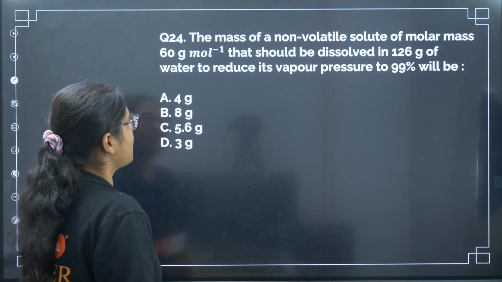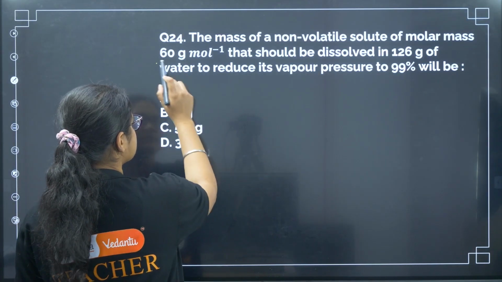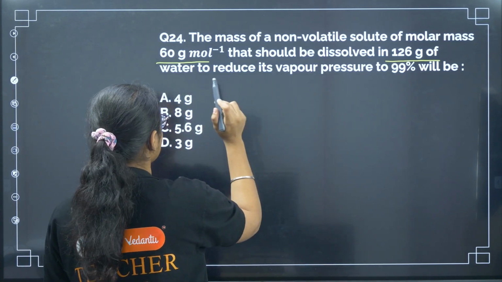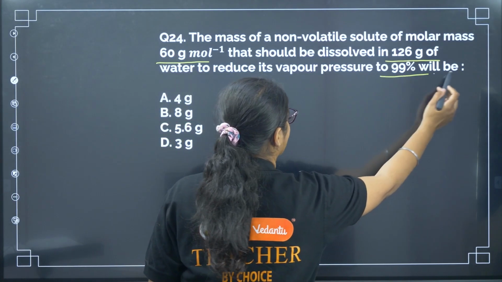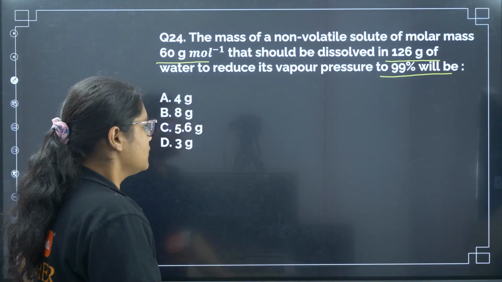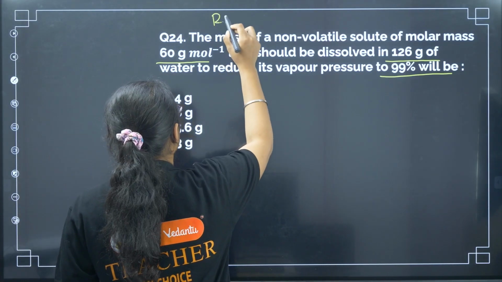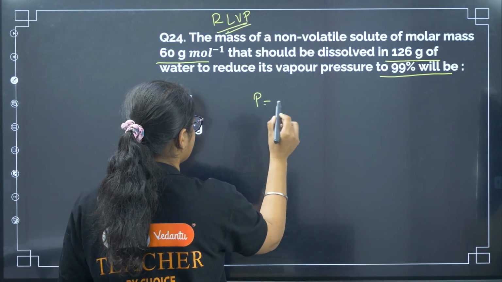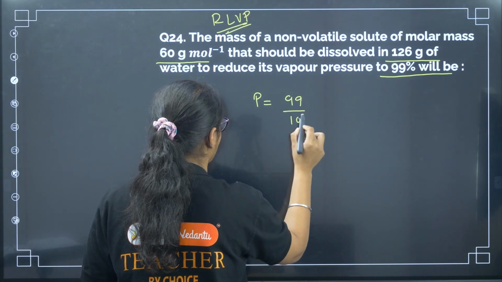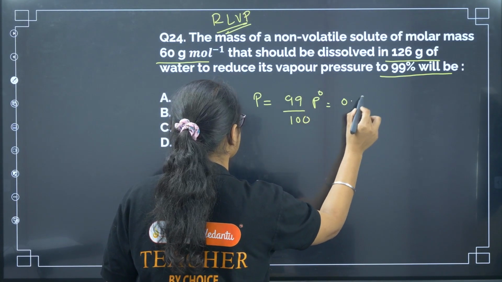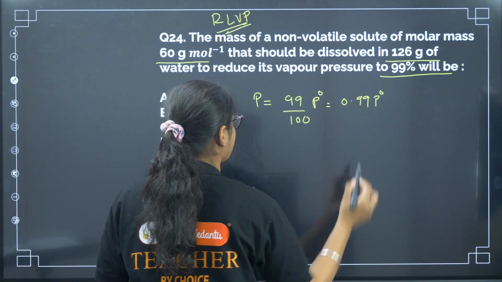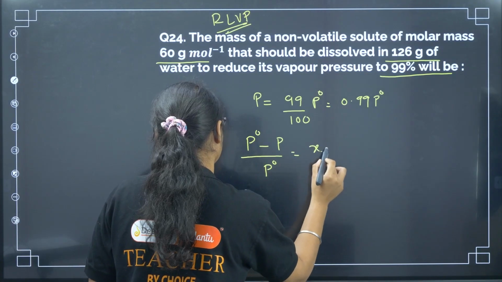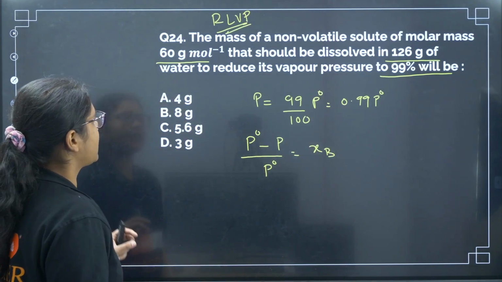Okay, next, the mass of a non-volatile solute of molar mass 60 gram per mole that should be dissolved in 126 gram of water to reduce its vapor pressure to 99% will be. Okay, so this is again a question from relative lowering of vapor pressure. So if you see here, P value is 99% of P naught, so I can write it as 0.99 P naught. So we have this formula, P naught minus P by P naught is equal to XB. So let us first calculate here XB.